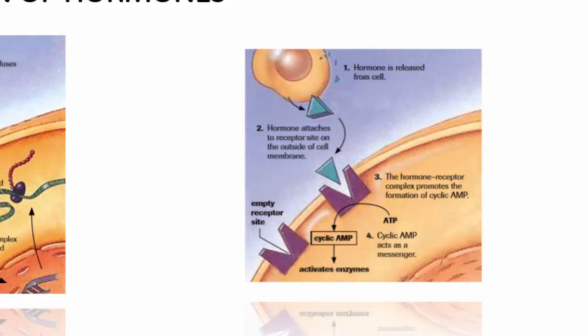Because remember, these hormones, whether it's steroid or amino acid or whatever, are traveling through the bloodstream and they're going to hit millions of cells. But only some cells are going to respond to them. And the only cells that respond are ones with receptors. And therefore, they're called target cells.